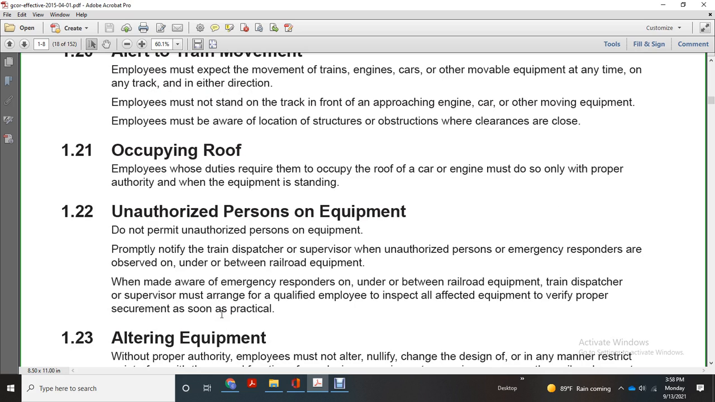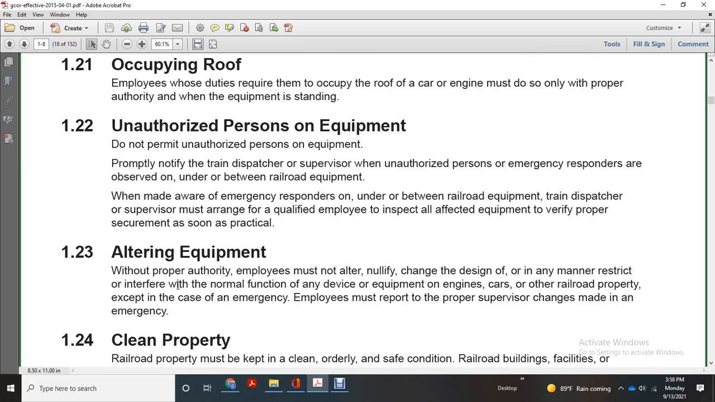122. Unauthorized person on equipment. Do not permit unauthorized persons on equipment. Promptly notify the train dispatcher or supervisor of any unauthorized person, emergency responder, or anyone observed under or between the railroad equipment. The train dispatcher or supervisor will arrange for a qualified employee to inspect the equipment and verify the proper securement of the equipment as soon as possible.